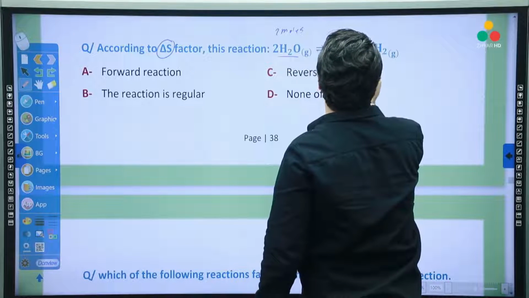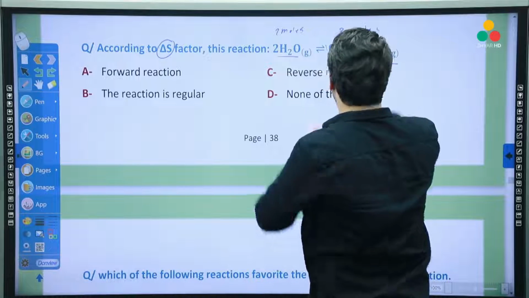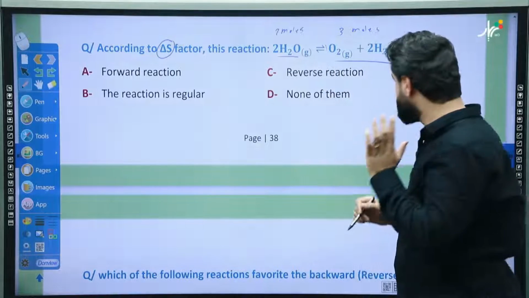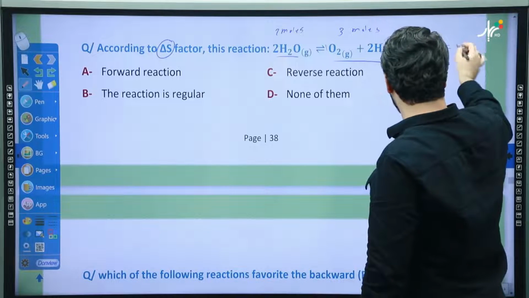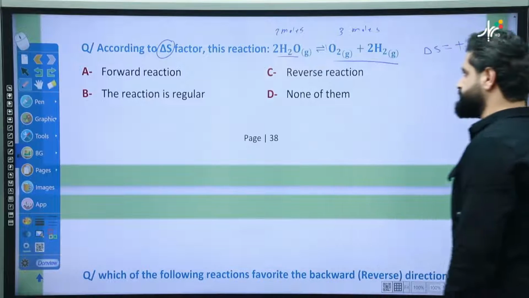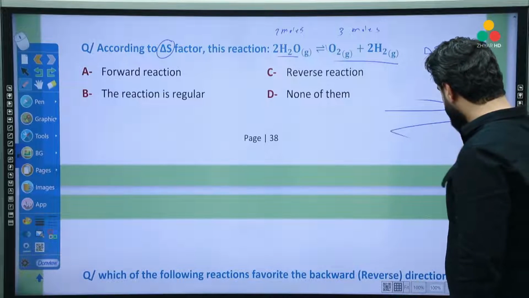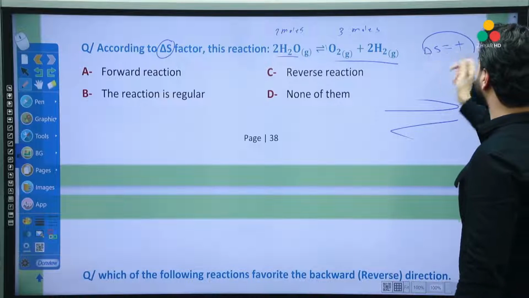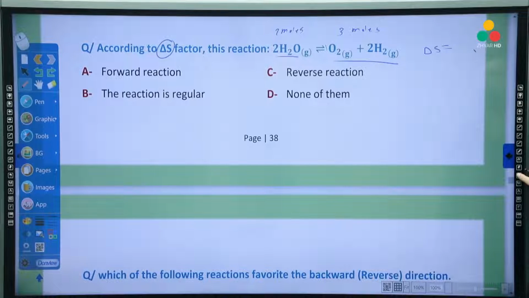Here we have 1 mole plus 2, 3 moles. Okay, 3 moles. So the overall delta S is increased, positive. Look, now draw this. This is for forward always. Or I will tell you in an easier way, really. We have an easier way than this.